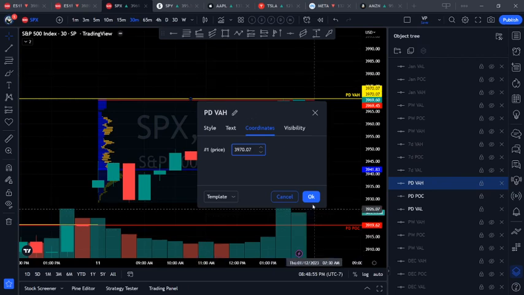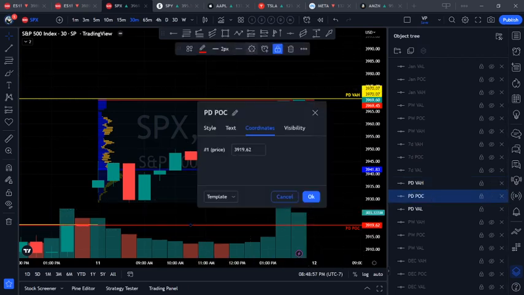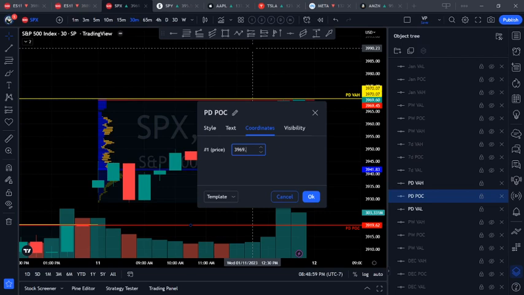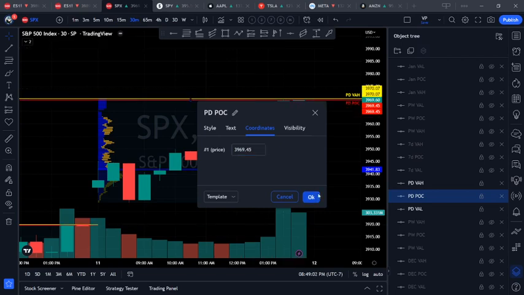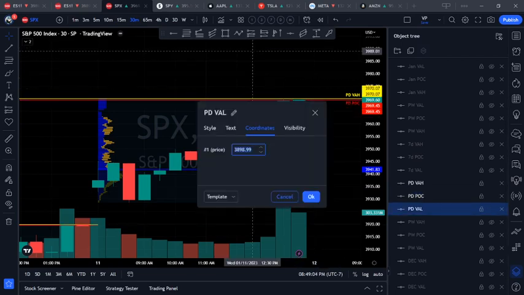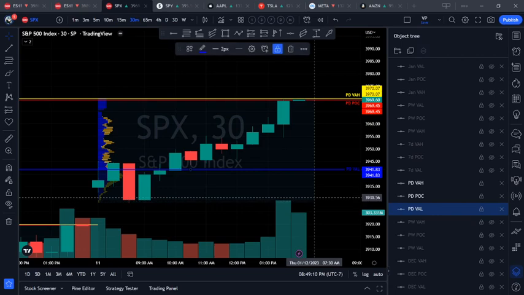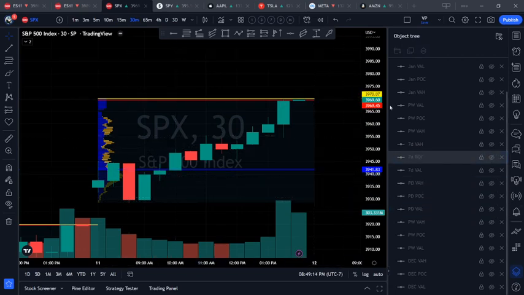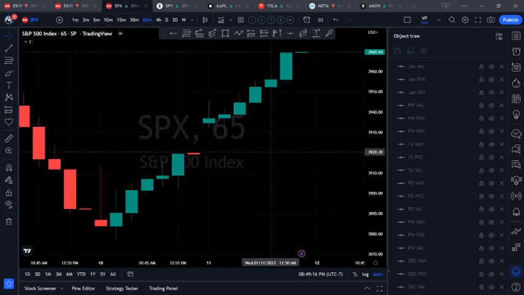39.7007 for PD value area high. POC 39.6945. And value area low 39.4183. So that's the daily levels on SPX. Grab the weeklies.